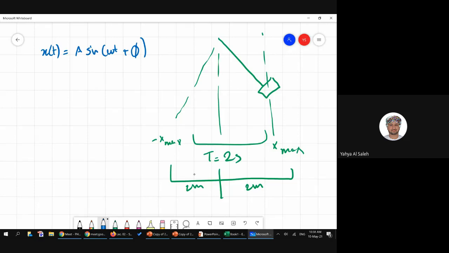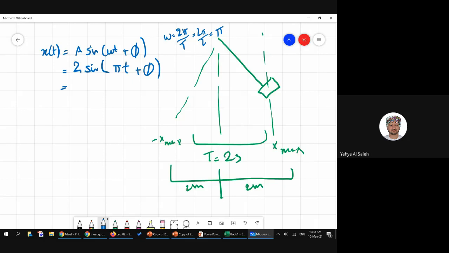وقلنا اوميجا يساوي 2 باي على t، 2 باي على 2 يساوي باي. طيب، my maximum displacement is 2 meters. sine باي t plus phi. الحين جالسين نجرب شيء مختلف.